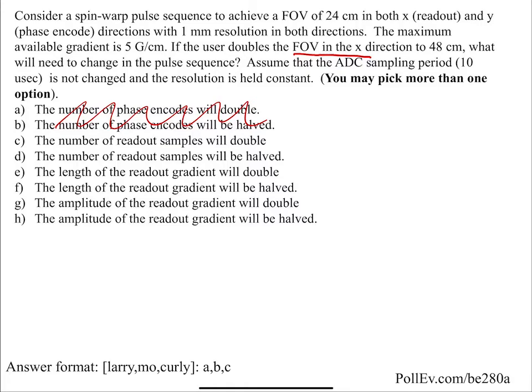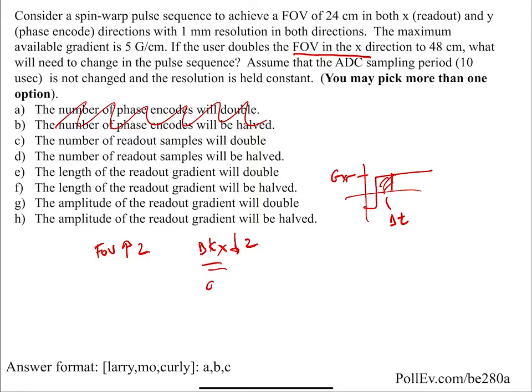All right. So the FOV went up by a factor of 2, right? So what happened to delta kx? It goes down by a factor of 2, right? So I have this readout gradient, with an amplitude gxr, and the delta t stays the same, right? So if delta kx goes down by a factor of 2, that means the area must go down by a factor of 2, right? So what must happen to gxr? It must also go down by a factor of 2, right? So that means H is correct.